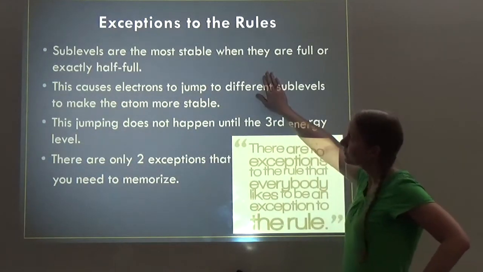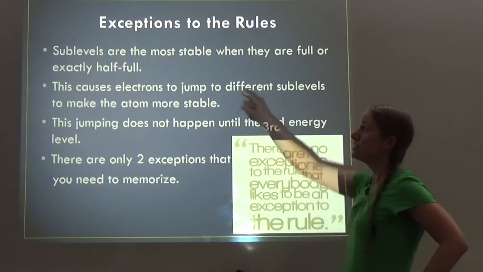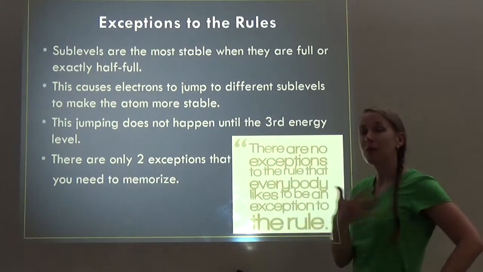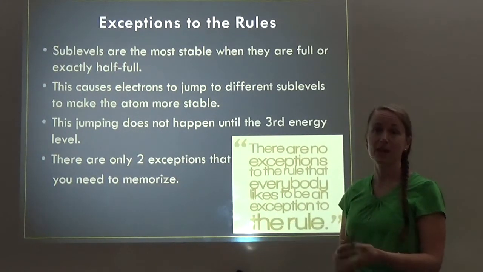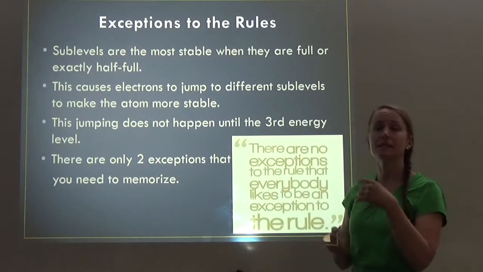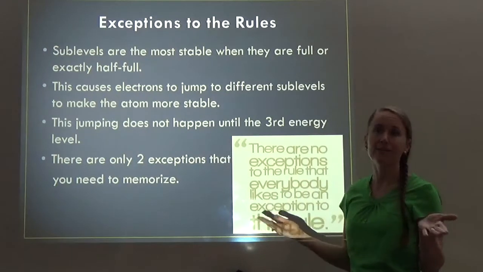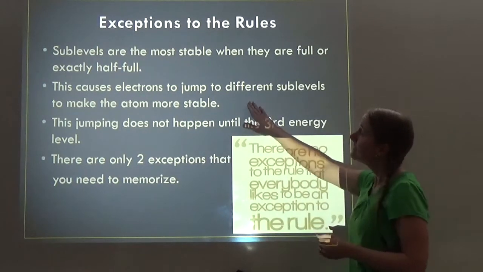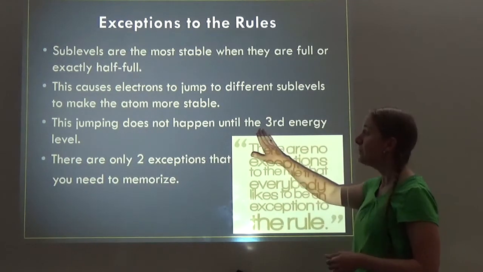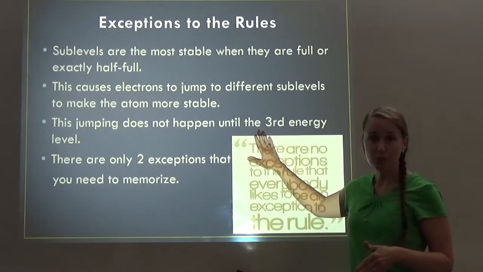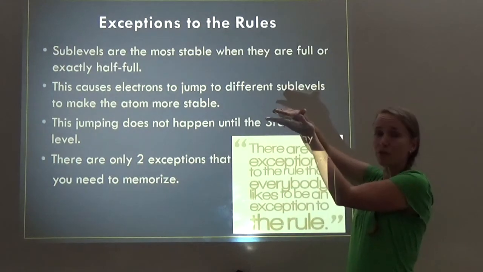So sublevels are the most stable if they are all the way full. However, they're still pretty stable if they're half full. The problem is when they're not either all the way full or half full. So like a p sublevel can hold 6. So it's incredibly stable with 6. It's still really stable with 3. But if it has like 1, 2, 4, or 5, it's not as stable. This causes electrons to jump to different sublevels to make the atom more stable. The jumping does not happen until the 3rd energy level, because remember how we talked about the energy levels get closer together as we get further from the nucleus.